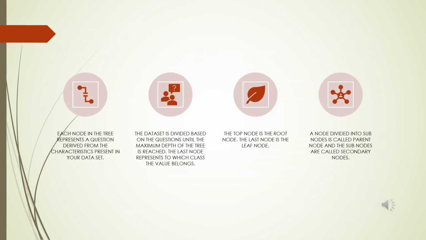Each node in the tree represents a question derived from the characteristics present in the dataset. The dataset is divided based on the questions until the maximum depth of the tree is reached. The last node represents which class the value belongs to. The top node is the root node and the last node is called leaf node. A node divided into subnodes is called parent node and the subnodes are called secondary nodes. These are the important terminology which is to be known in a decision tree.